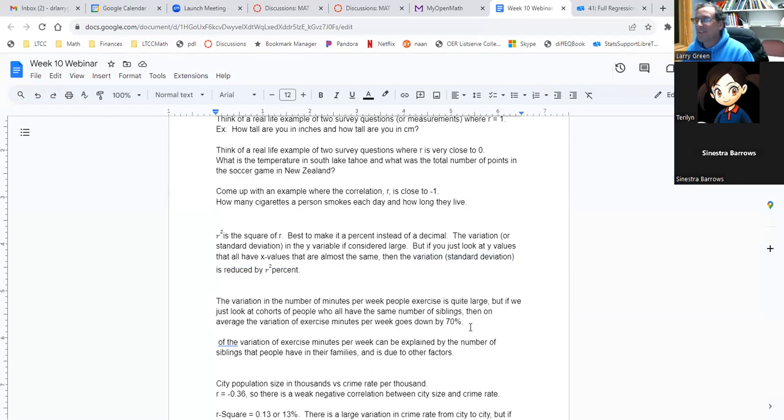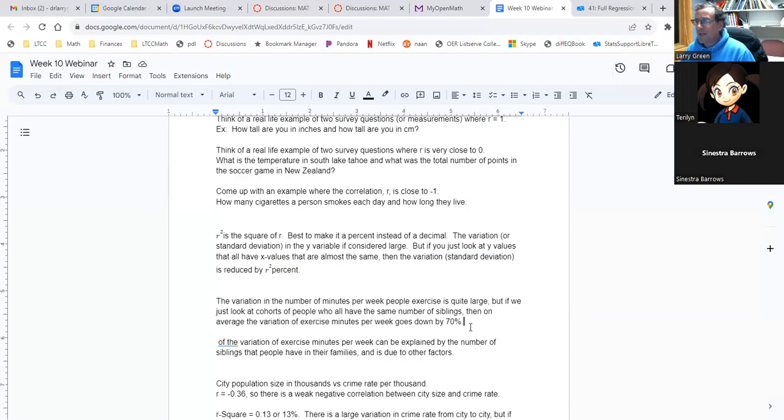So does that only have to do with the first variable? Yeah, so the idea is the first variable is called the independent variable. The second variable is called the dependent variable. And the idea is you're using the independent variable to make a prediction about the dependent variable. So you're using the first variable to make a prediction about the second variable. Does that make sense?